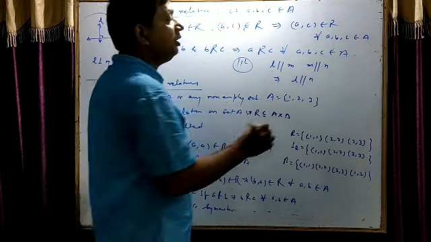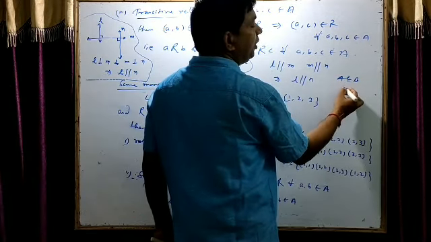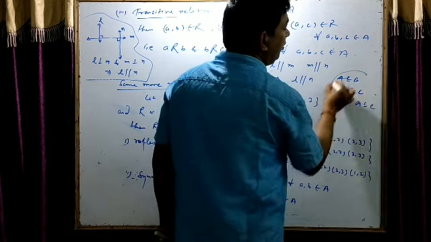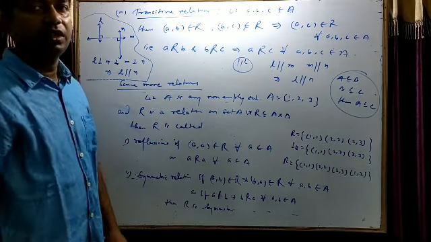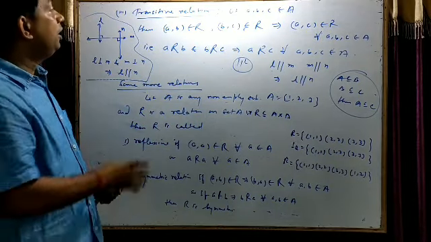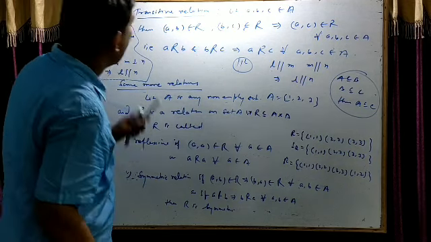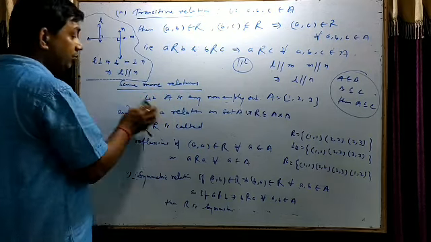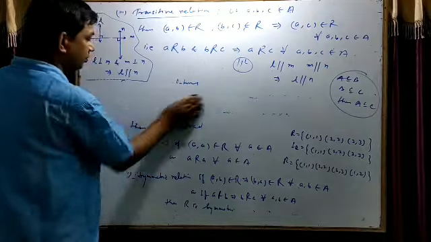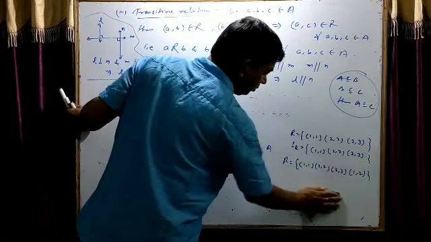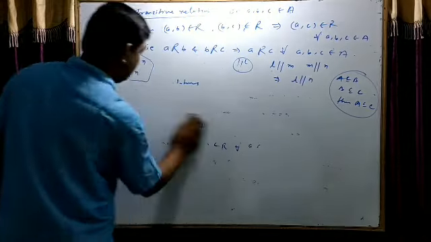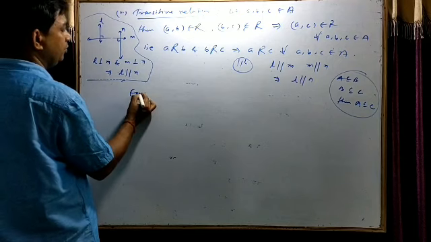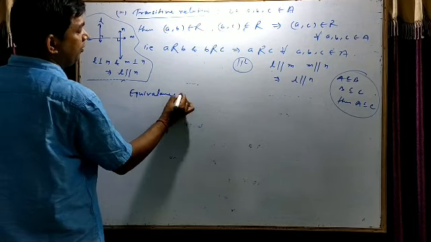Subset relation. If A is a subset of B and B is a subset of C, then we can say A is a subset of C. So the subset relation is also transitive. So all the three relations I explained, and the relation which satisfies all the three, that is reflexive, symmetric and transitive, is called an equivalence relation.